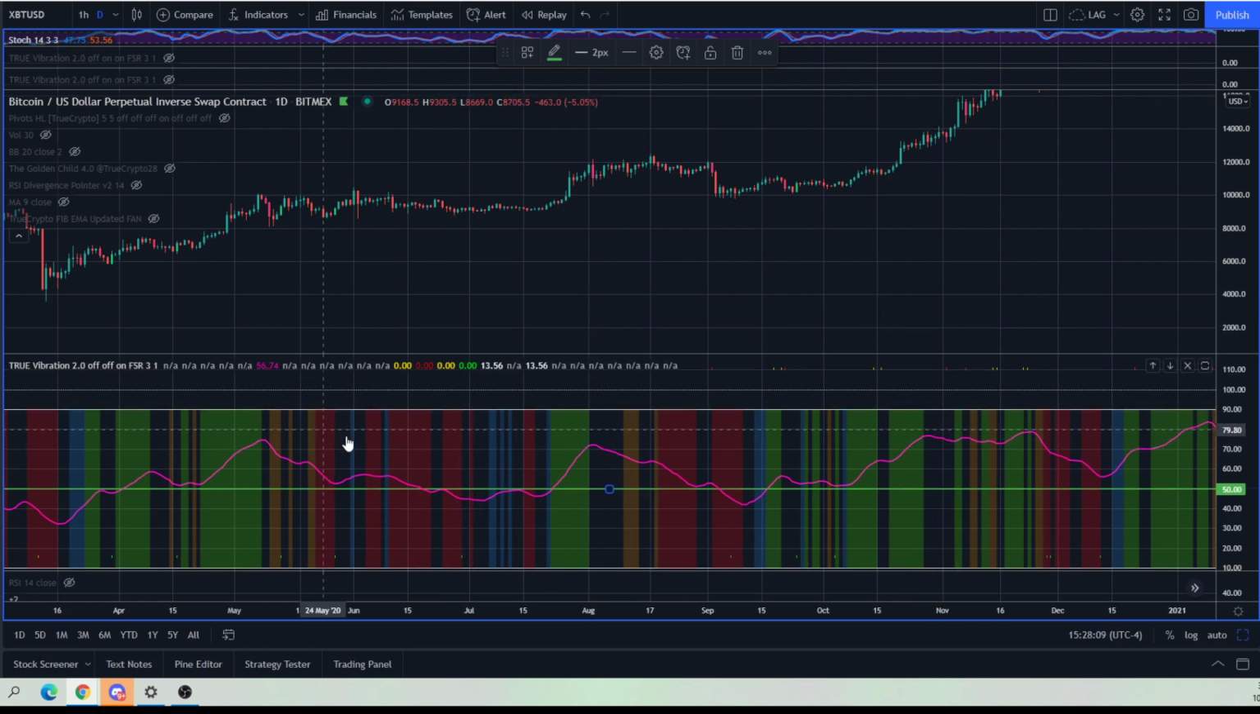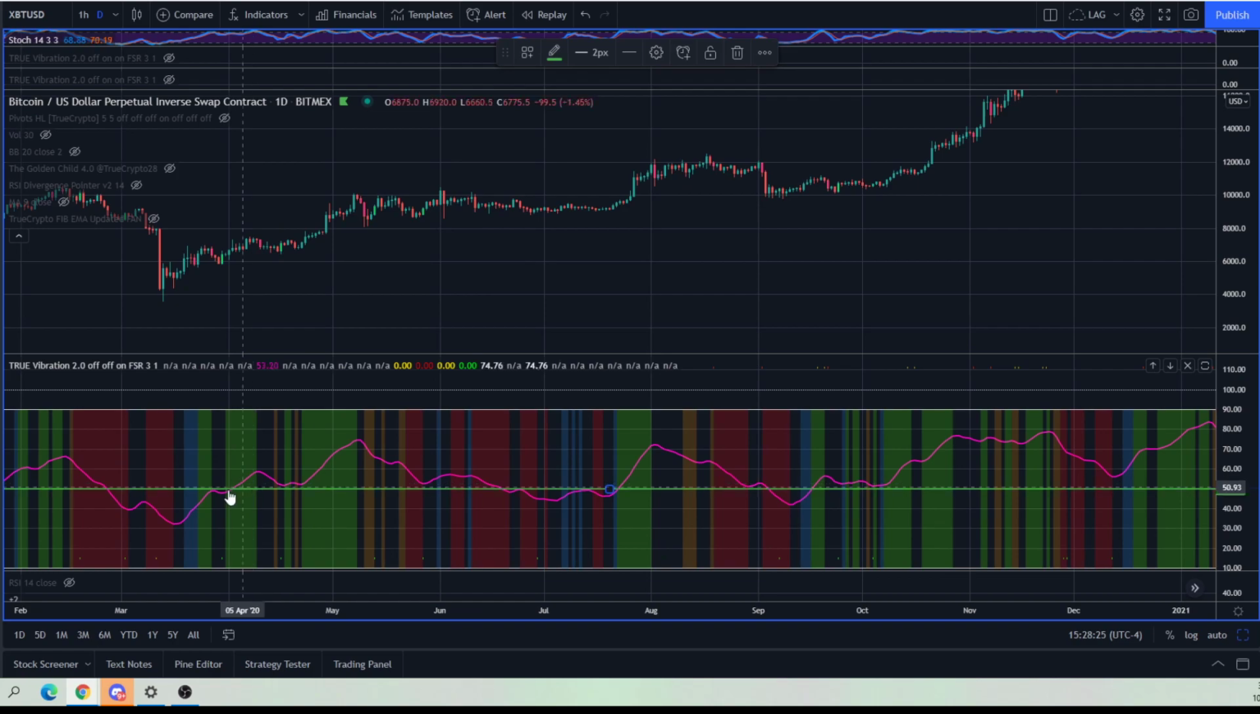Right now, I'm going to look at two things here. A combination of where full vibration is, whether it's above or below 50, and whether it's rising or falling, right? Then I'm going to look at the coordinating color with it. And what I'm looking for is rising full vibration above 50, right? So I want this level above 50.